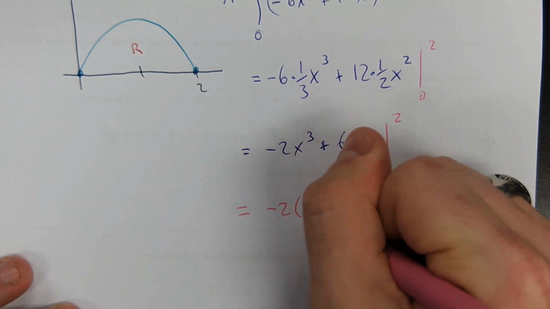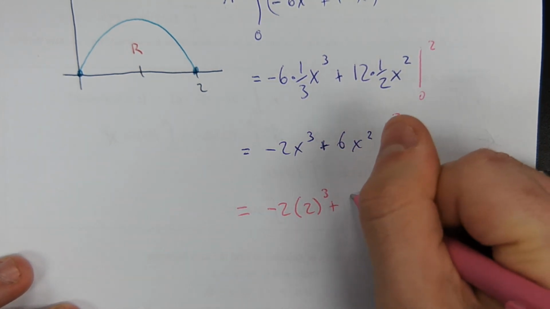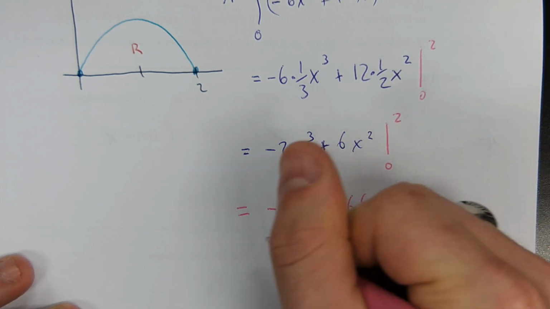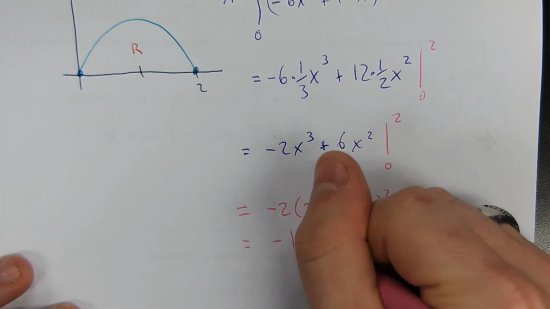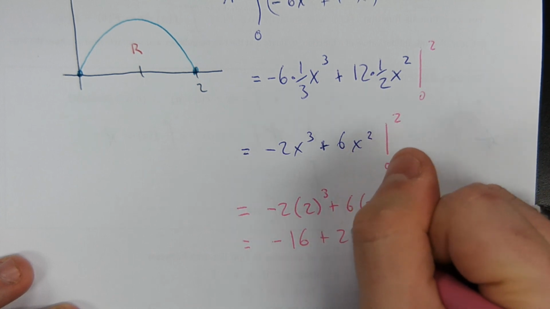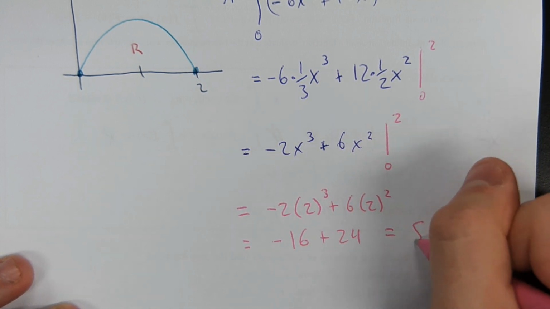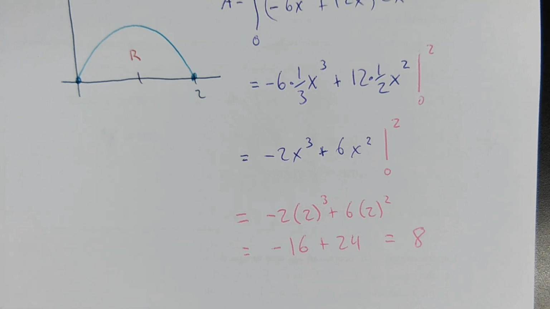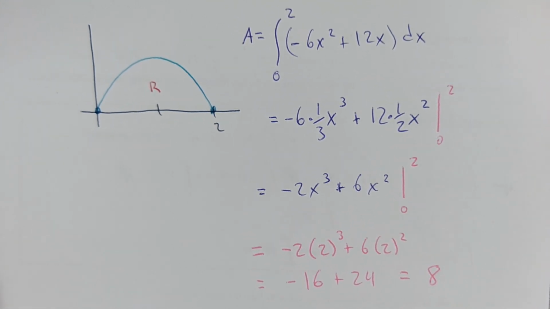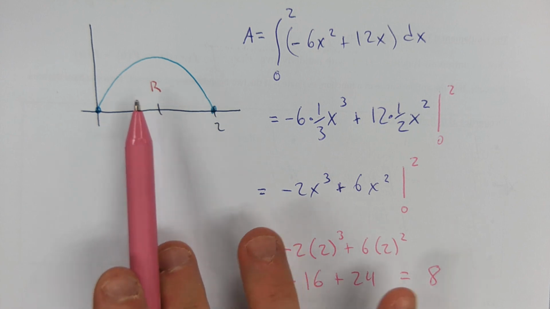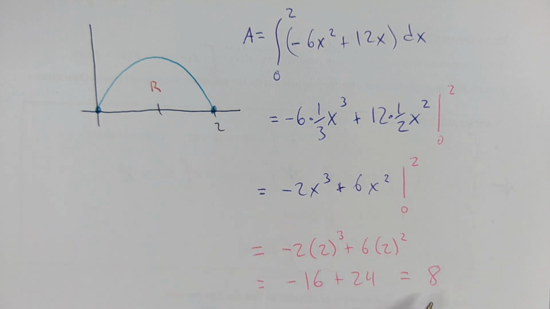Negative 2 times 2 cubed plus 6 times 2 squared. That gives me negative 16 plus 24, which is 8. Ta-da! It's quite the satisfying answer. An area of a curved region that has an integer answer. You know, because we're so used to irrational numbers with curves because of pi and things like that, but this isn't a circle. And that's it. Pretty easy, isn't it, guys? Awesome.